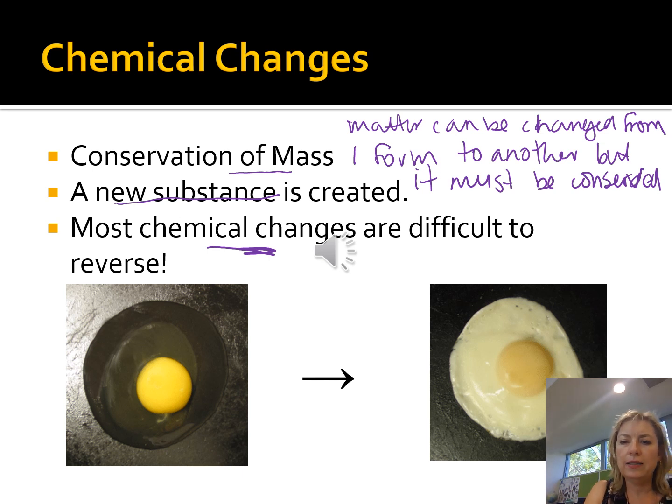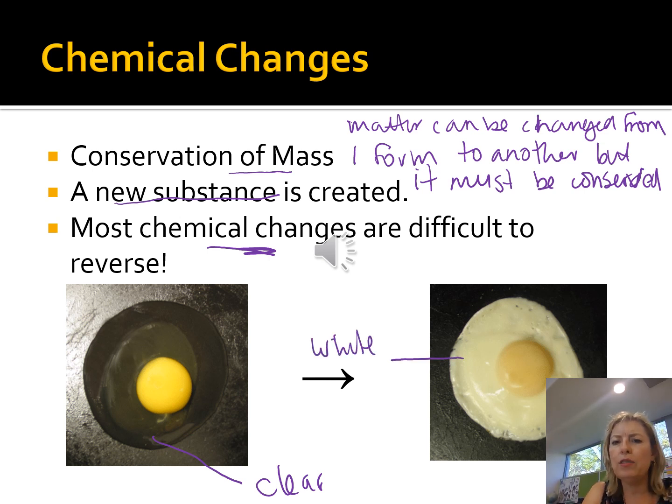So this is an example of a chemical change. You'll notice you start with a raw egg. It looks different. This is clear. And here, after the chemical change, this is white. So you can see there are very distinct changes. The chemical formulas of these proteins in the eggs have changed.